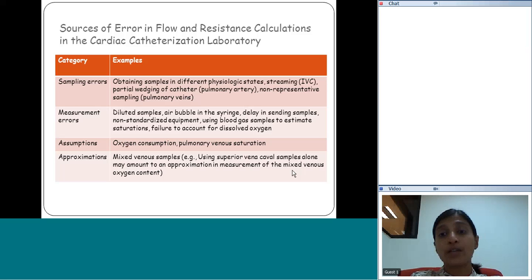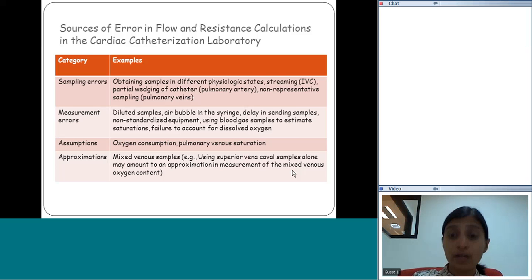Now, there are errors that can happen. There can be sampling errors, like we talked about how you can have IVC sampling errors. Sometimes you can do something about it. Sometimes it's just the way the blood flows. So you then have to make a call: do we include the IVC or just use the SVC saturation?